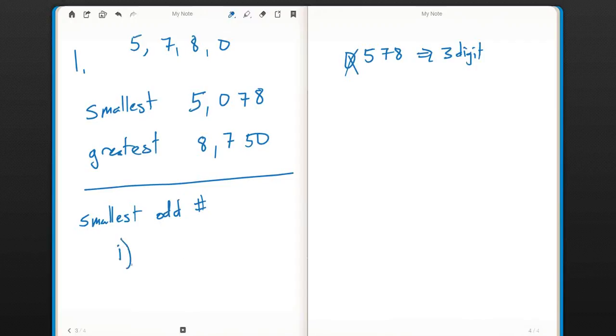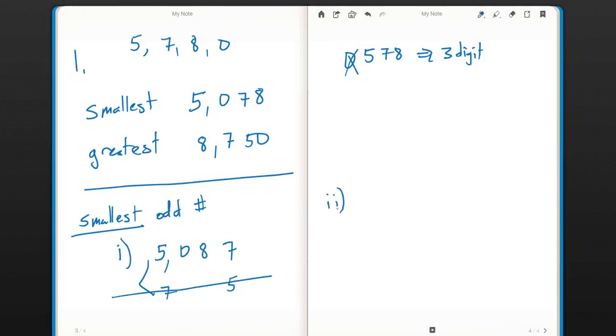And so this question, the smallest odd number, is going to end in a 7. It has to end in either a 5 or a 7, but I want the 5 to be in front. Two options: I could end it in a 5, which would make the 7 in front, or I could end in a 7 and make the 5 in front. If I'm going for the smallest, then this one, of course, is not a good answer. I don't want it to be 7,000. I want it to be 5,000. So in this case, the smallest number is going to be 5,087.